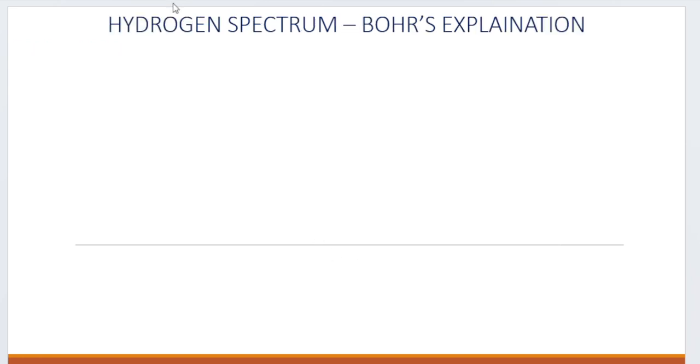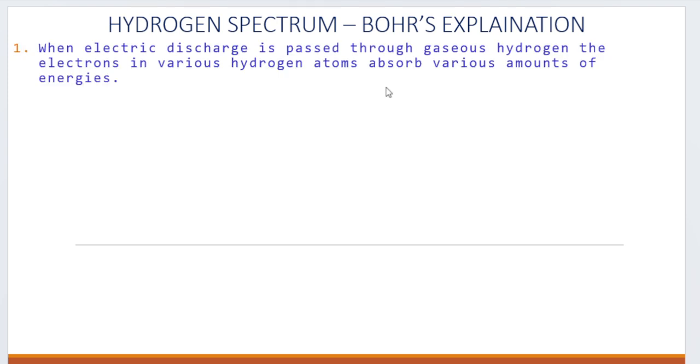Next one is hydrogen spectrum: Bohr's explanation of the hydrogen spectrum. When electric discharge is passed through gaseous hydrogen, the electron in the various hydrogen atoms absorbs energy.